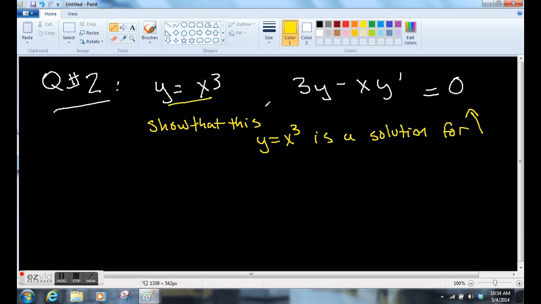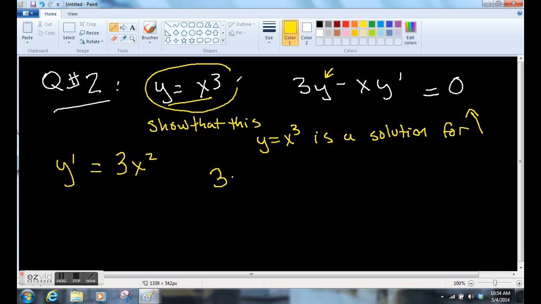Well, let's follow our steps that we did before. Take the derivative of y, 3x squared, no cookie because it's the derivative, not an integral. And now we're going to plug it into this and get this equation in terms of x only. So we have 3 times, for y, we're plugging in this, x cubed minus x, the x gets to stay, times y prime, which is 3x squared.